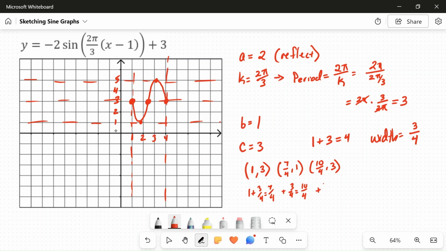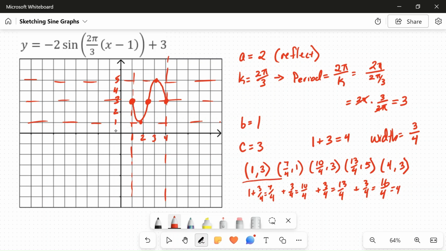If I travel another 3/4, that'll put me at 13/4. And so that's going to be the 4th point. It's going to be 13/4. And the y value this time is at the top, so it's going to be at a 5. And then one more to get to the end. We're going to add another 3/4, which is 16/4, which is actually 4. And so my 5th point, where it ends for this one period, is going to be at 4 and 3.